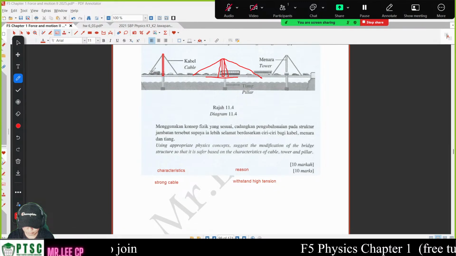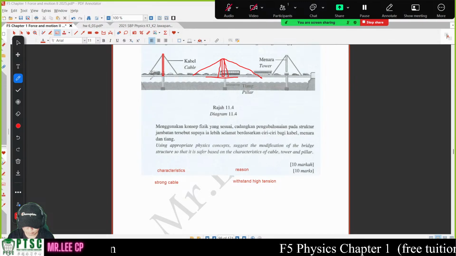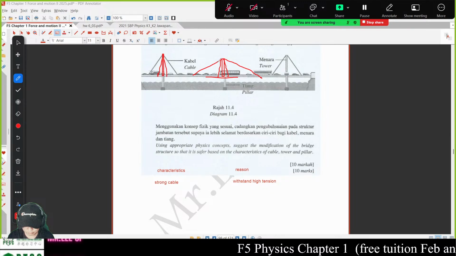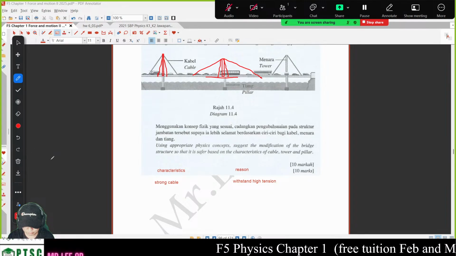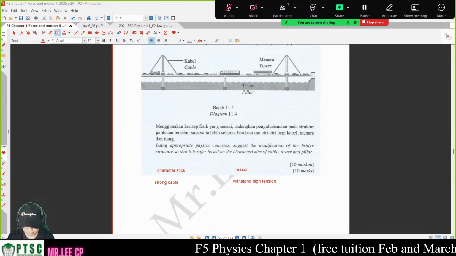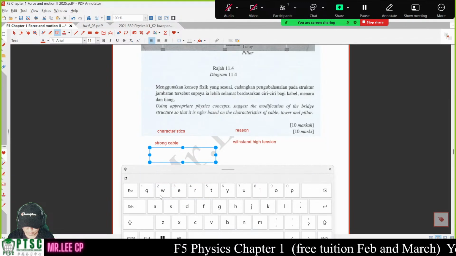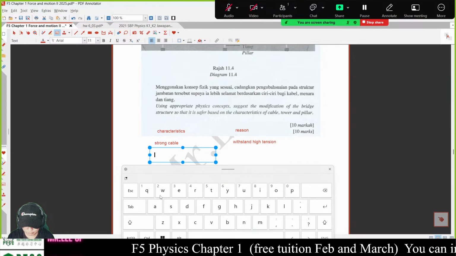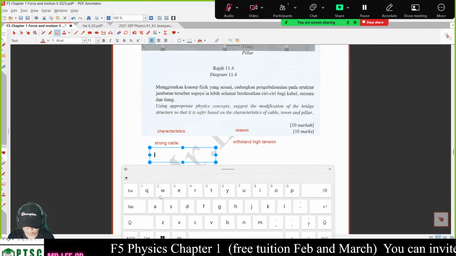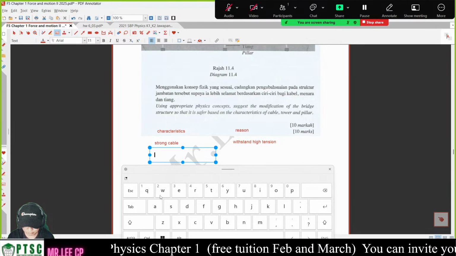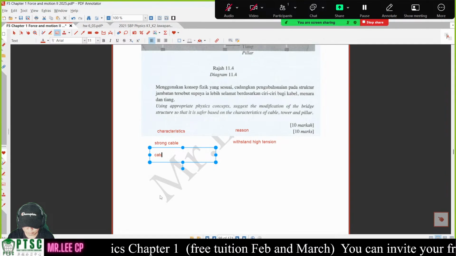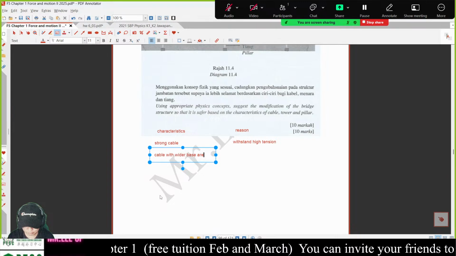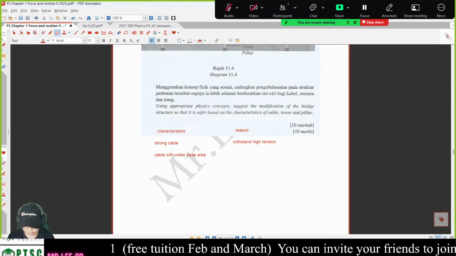It cannot be, what, too small angle here. It has to be a bigger angle here. So for me, the tension has to be, for me lah. How should I write? Wider base area. Tension, right? Cable with wider base area. Right. So more stable.